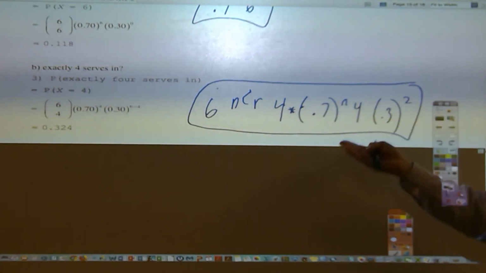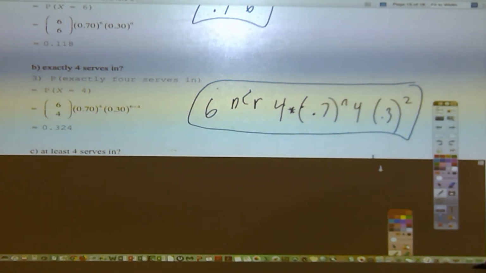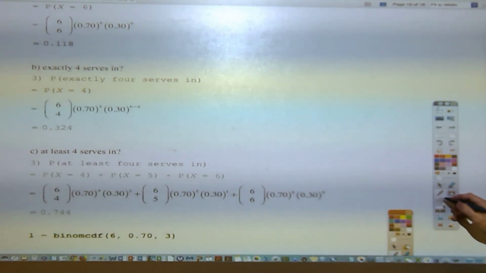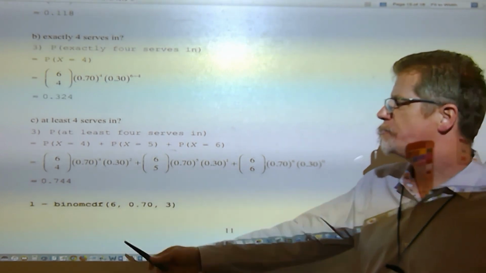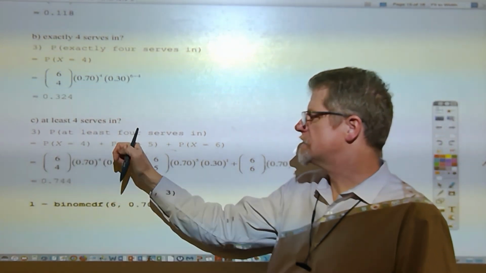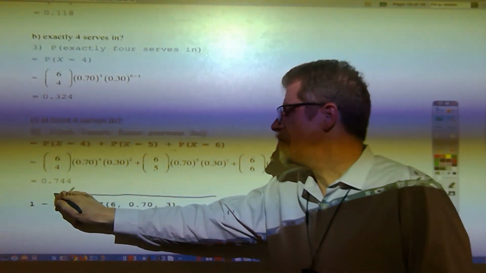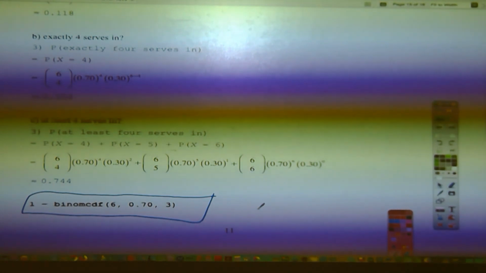We don't care about the first serve being in, that would be geometric. What about at least 4 serves being in? What's that one going to be about? Well, here is where you want the probability that x is 4 or x is 5 or x is 6. Notice that the binomial CDF notation would enable you to save a lot of time on that: 1 minus binomial CDF.